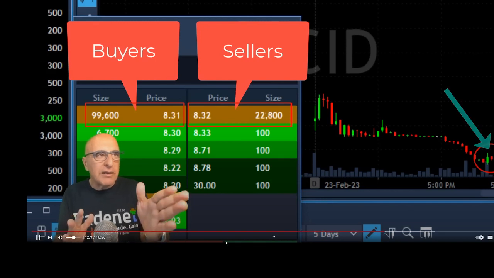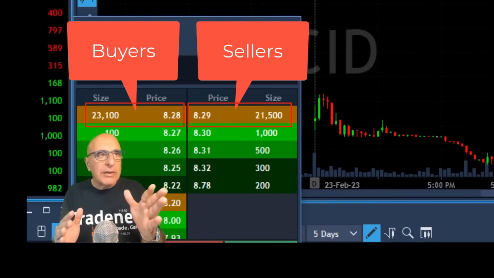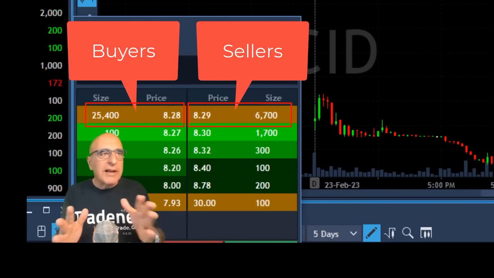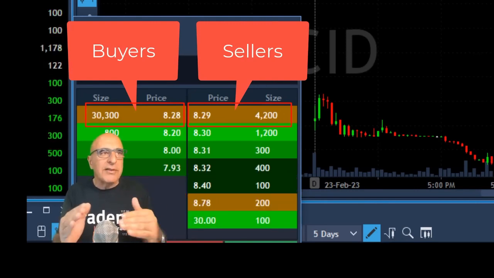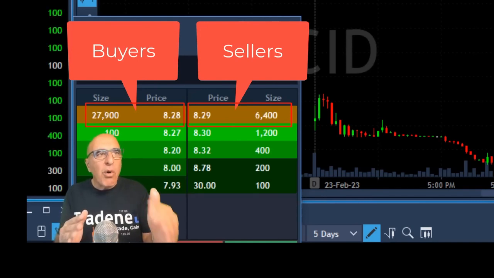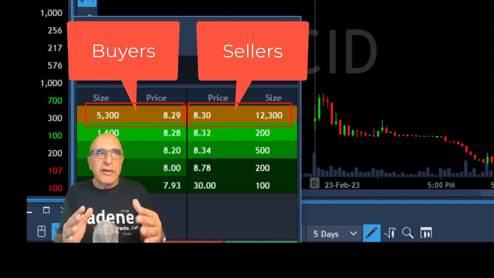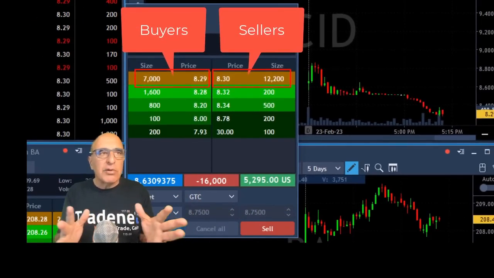Of buyers, almost 100,000 buying shares, and now it came down, but they're still coming back. You can see that the buyers are still coming back. 30,000 on the buying side, which is again more than the side of the sellers. So I'm expecting it to move up. If it moves up even just 2 cents now, I'm going to take my partial.